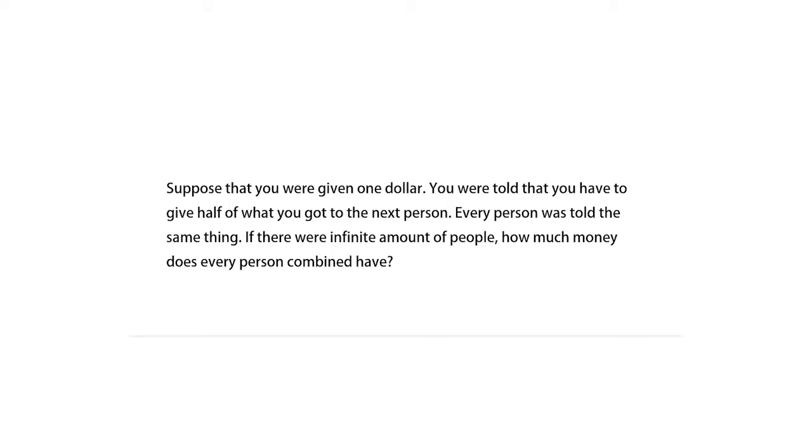Let's look at a real-world problem of geometric series. Suppose that you were given $1. You were told that you have to give half of what you got to the next person. Every person was told the same thing. If there were an infinite amount of people, how much money do all the people have combined?